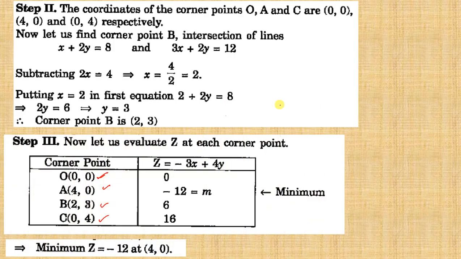Now, when we find the value of z at these points, 0, 0 रखा 0 आएगा, 4 0 रखेंगे यहाँ तो -12 plus 4 that is plus 0, -12 आ गया. जब आप 2 3 रखेंगे तो -3 multiplied by 2 that is -6 plus 4 multiplied by 3 that is plus 12, so it becomes plus 6, and at 0 4 the value of z is 16. So among them the least value is -12, so we can say that the minimum value of z is -12 at 4, 0.